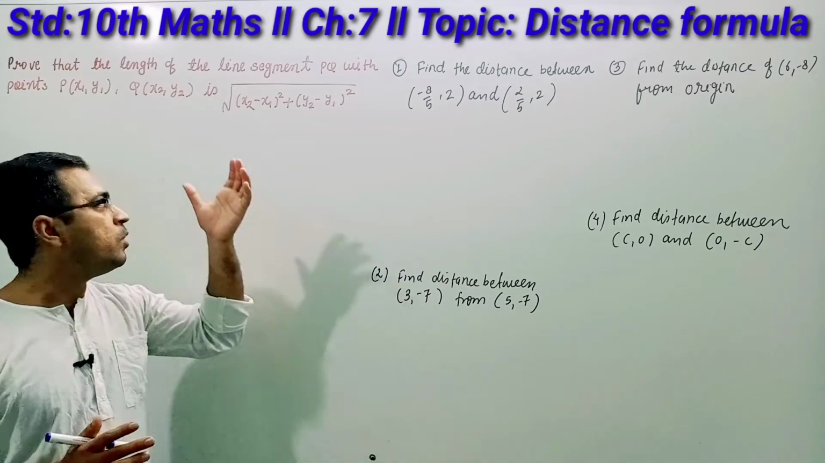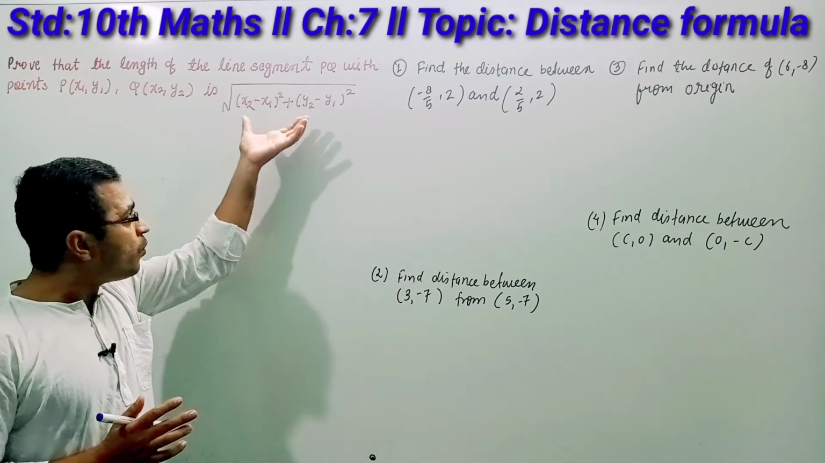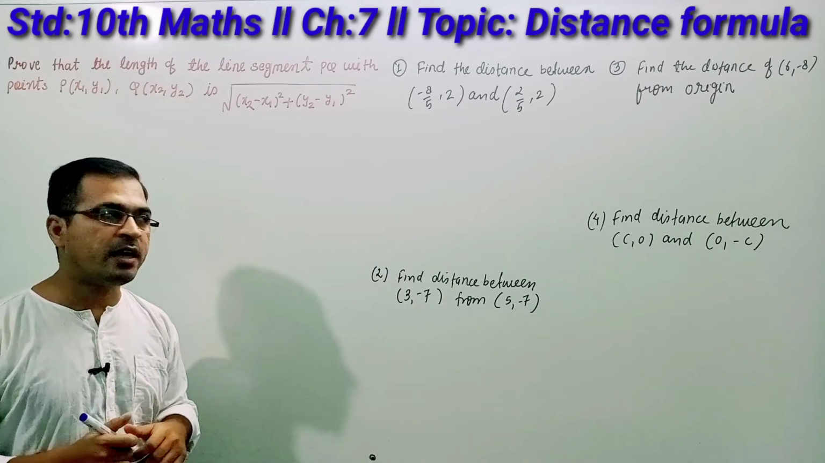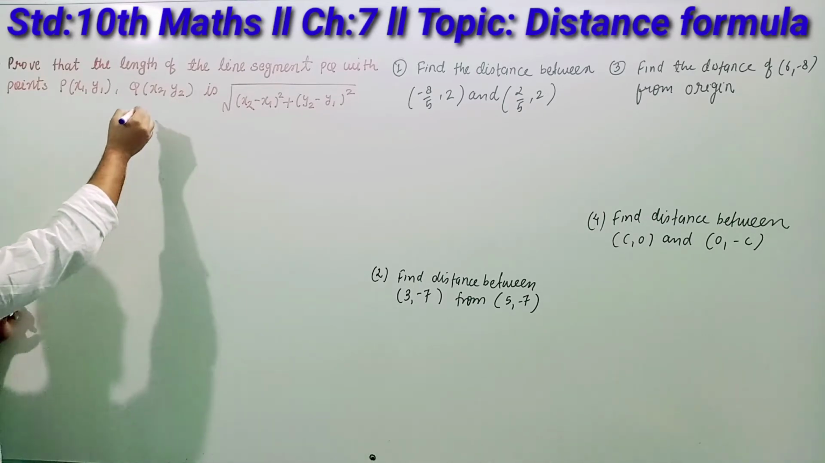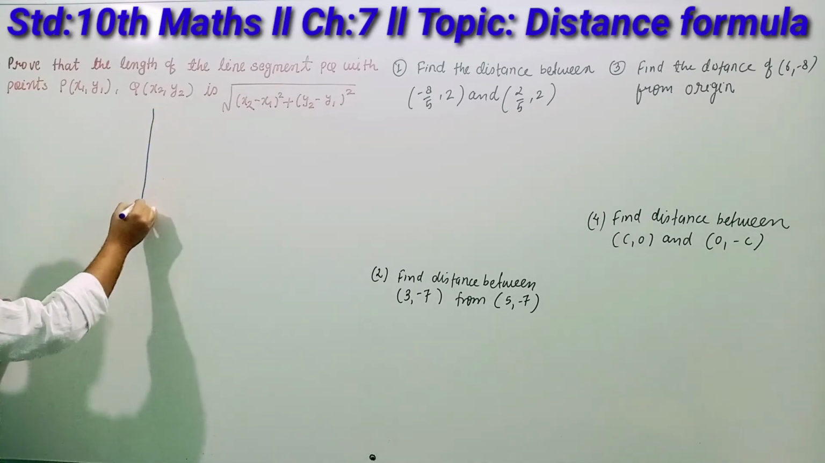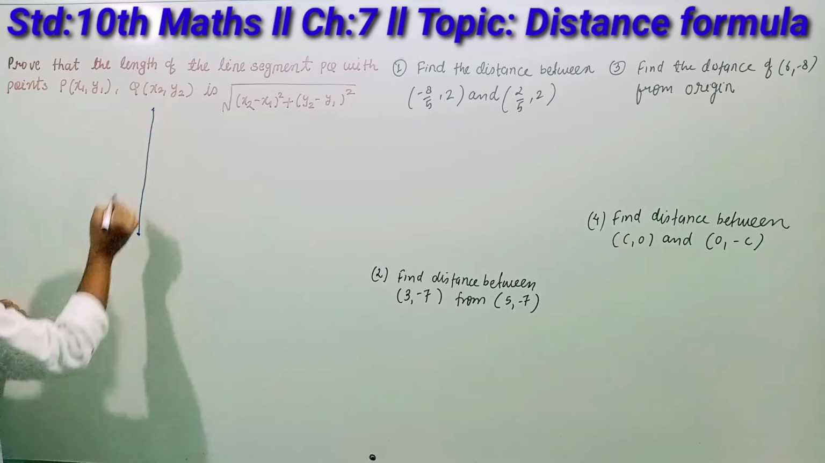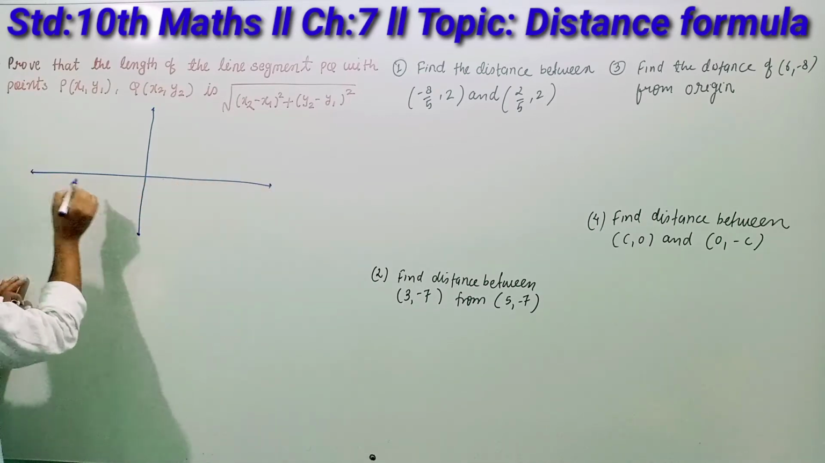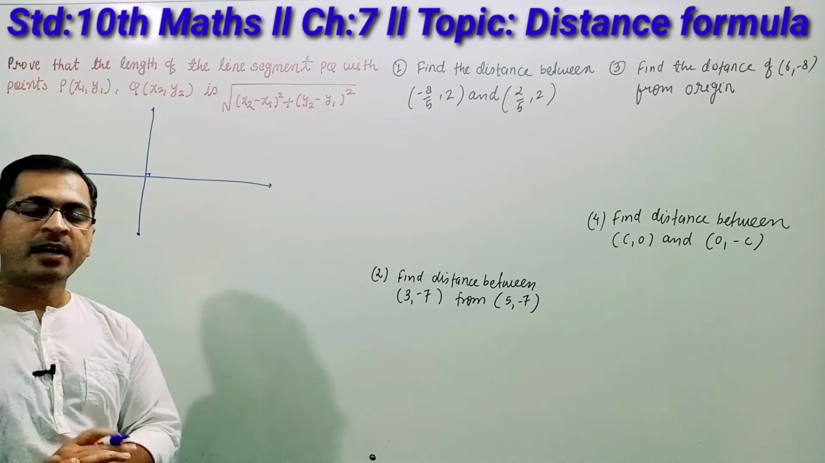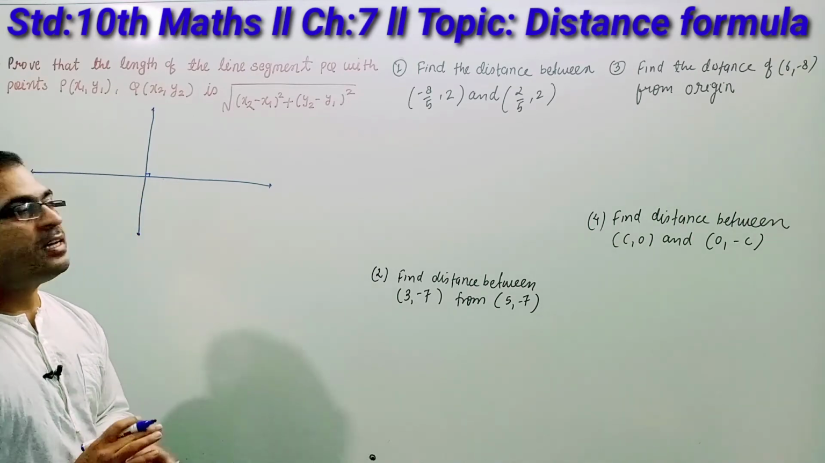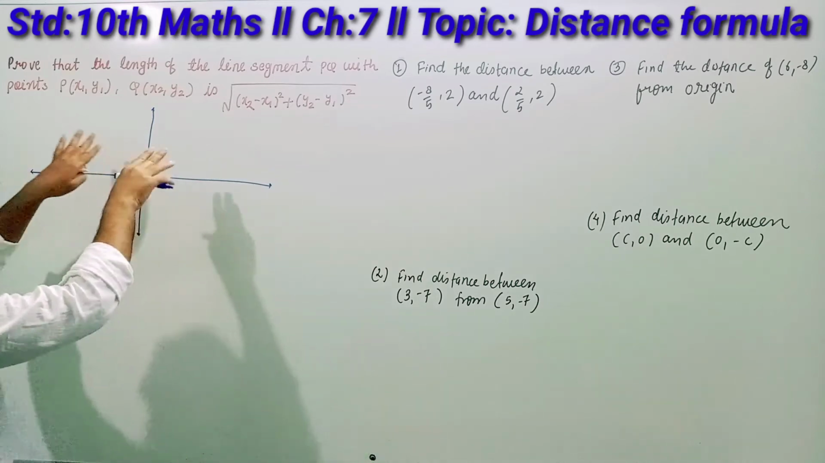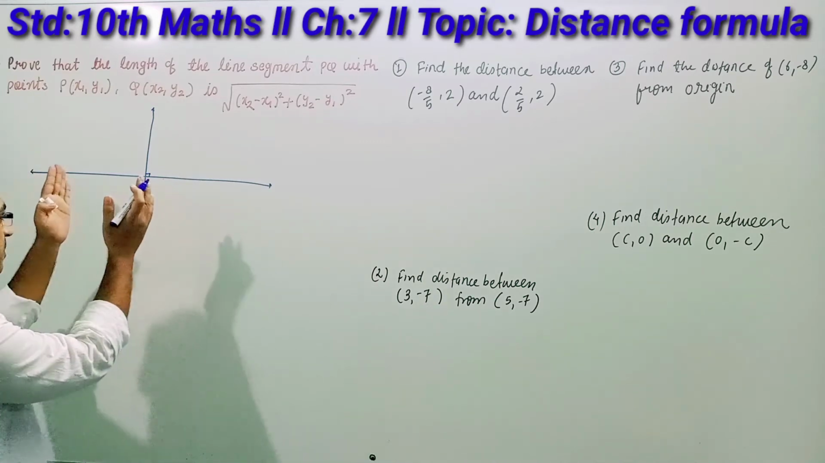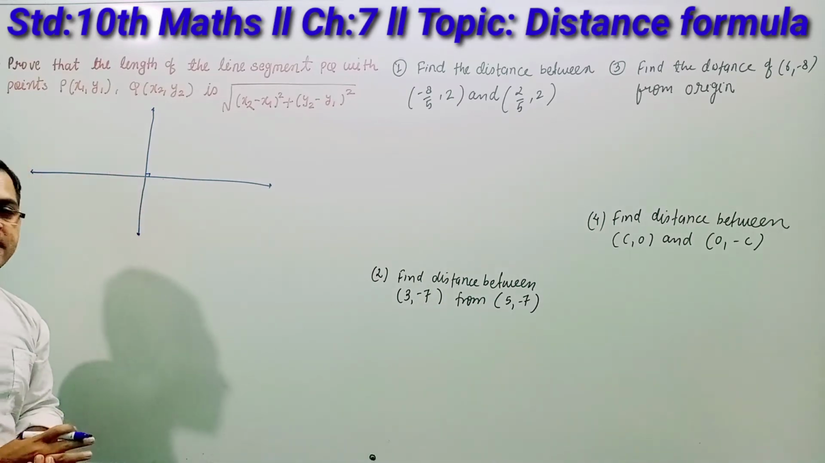Okay students, before starting the proof of this question, we will study the basic concepts of coordinate geometry. We know how the Cartesian plane is formed: when a vertical line and a horizontal line intersect at 90 degrees, the plane is divided into 4 parts. This system is known as the Cartesian plane.